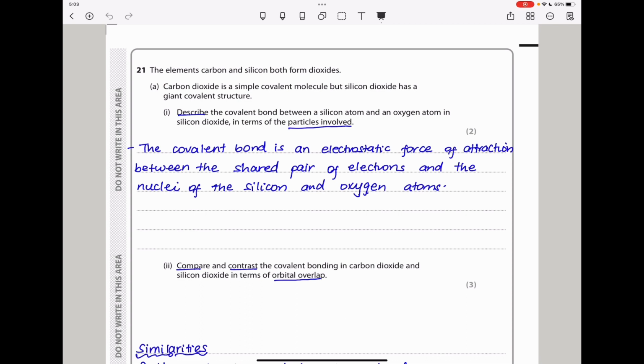Question 21. The elements carbon and silicon both form dioxides. Carbon dioxide is a simple covalent molecule, but silicon dioxide has a giant covalent structure.